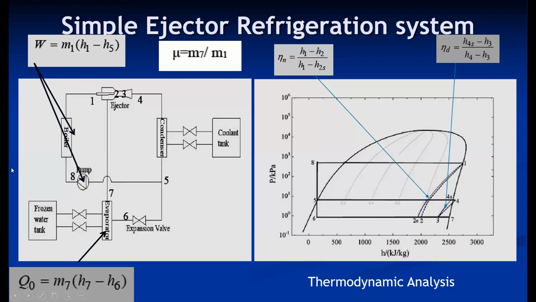So cooling capacity and work input, the ratio of these two gives COP. So this is how the simple system works. And the entrainment ratio is generally the ratio of secondary fluid to primary fluid. Secondary fluid is M7 in this case, and primary fluid is M1. So this is a thermodynamic analysis of a simple ejector refrigeration system.